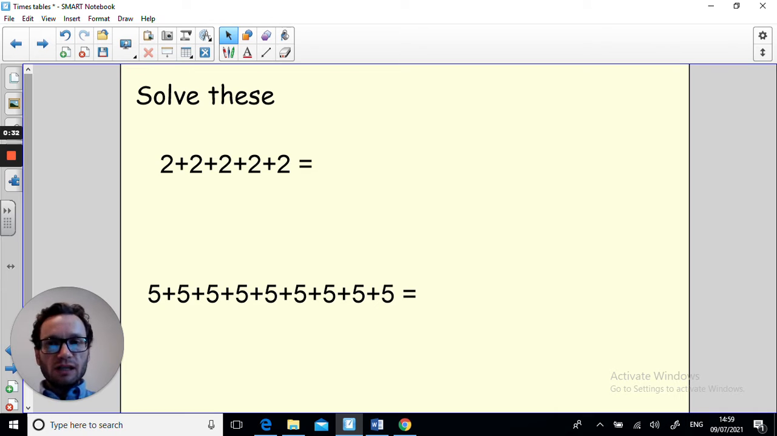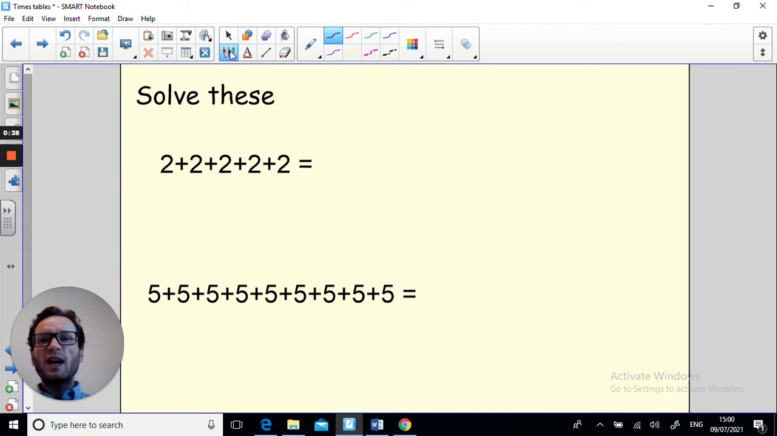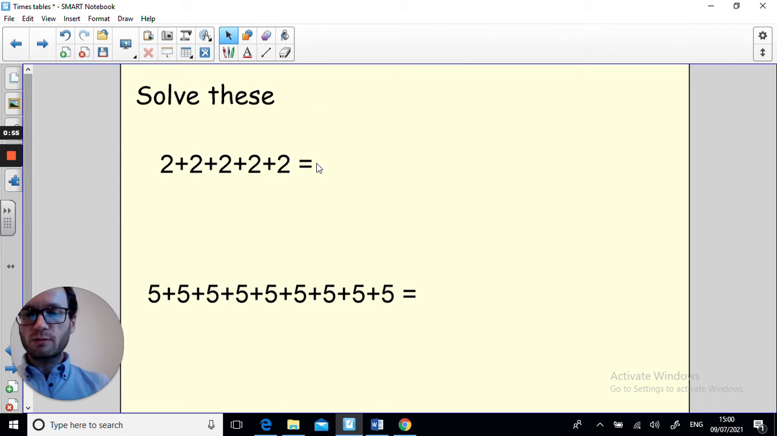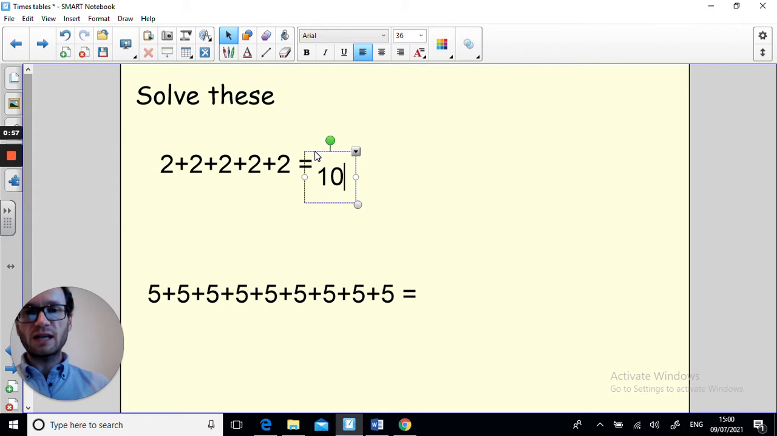So if you look at these problems, you can see that top one where it says 2 add 2 add 2 add 2 add 2. You can see that's not a very good way of writing it out. It takes a long time. It's better to count up using our times table. So let's count up. So 2, 4, 6, 8 and 10. Okay, and it's way quicker to work out using our times tables.